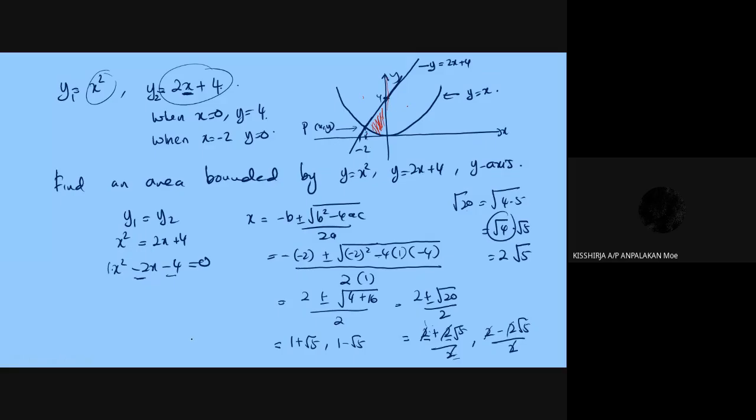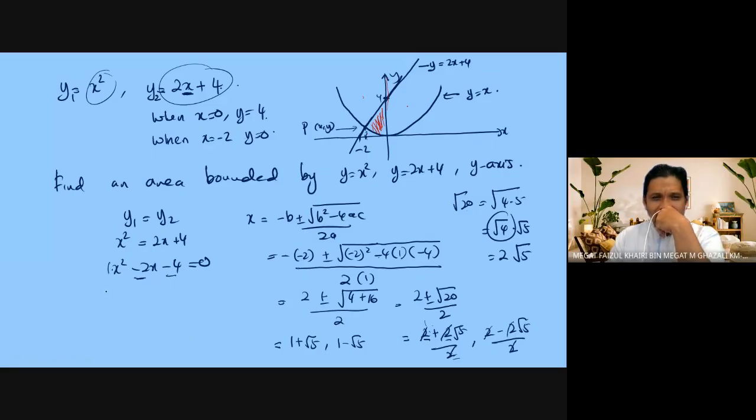So how am I going to write this? Maybe it's not suitable to continue this with 1 plus root 5 as a decimal, but at least can you get the idea of this? Yes, teacher.